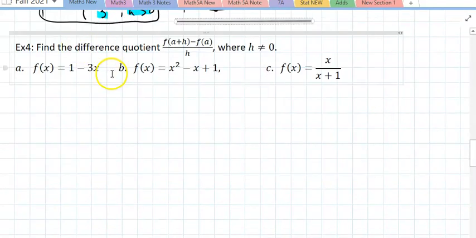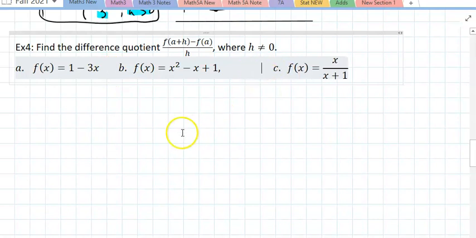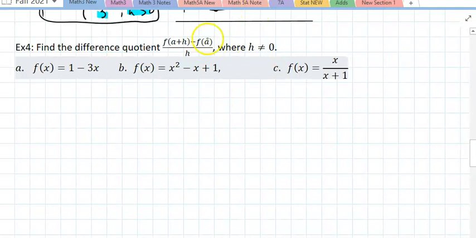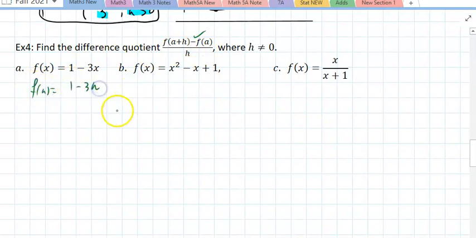This is where we're really going to use this. We want to find this difference quotient formula. To do it, we need to find two values. We need to find f of a. We know f of a is 1 minus 3a. Done. We need to find f of a plus h. That is 1 minus 3 into a plus h. In this function, isn't that the only thing that will change?